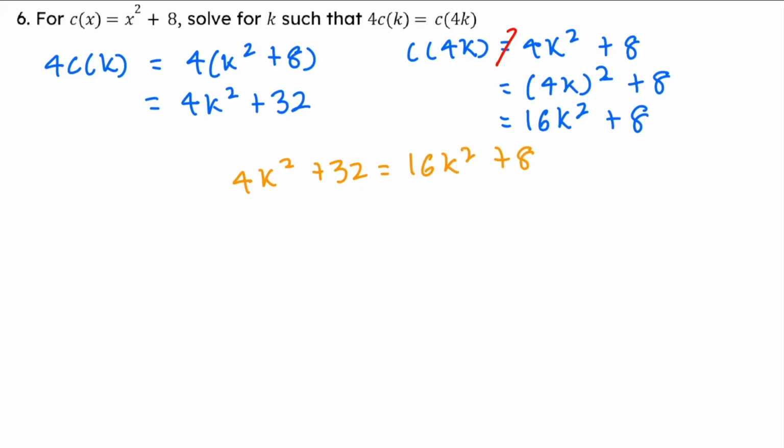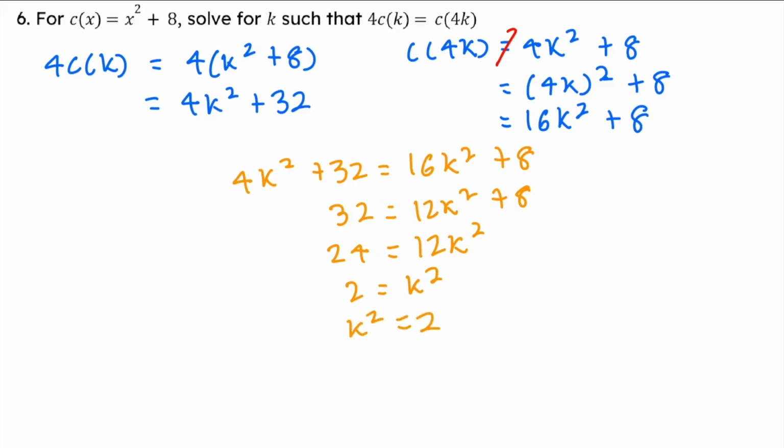Let's subtract 4k squared from both sides to keep our variable terms positive. So 32 is equal to 12k squared plus 8. And then subtract 8 from both sides. 32 minus 8 is 24. 24 is equal to 12k squared. And we're going to divide by 12. So 2 is equal to k squared. K squared is equal to 2. I like putting the variable on the left because saying k is equal to some number helps my brain see that better.